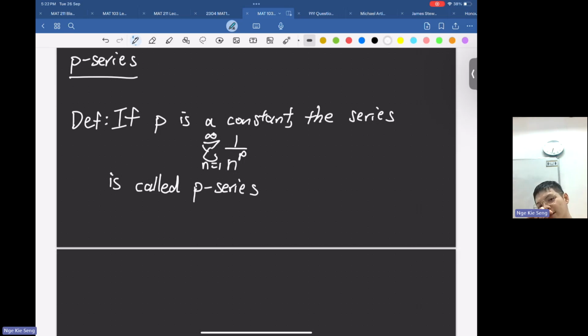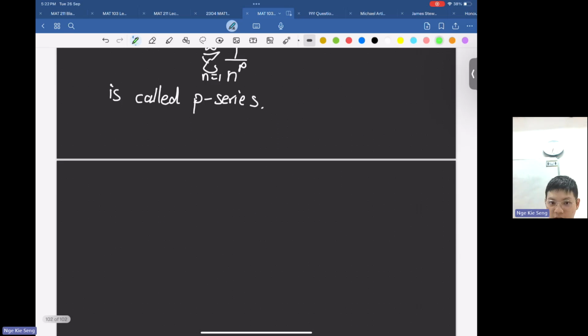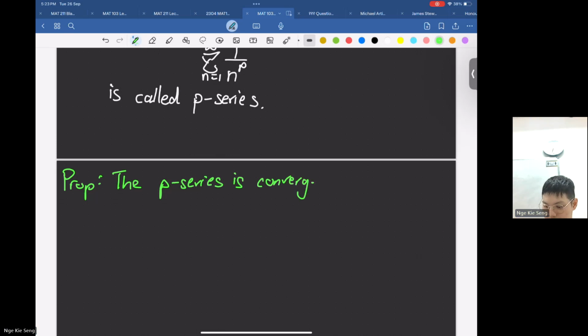So when does this converge? For series, we still want to ask the question: when does it converge? We're going to prove that the P series is convergent if and only if... What's your guess? When does it converge?